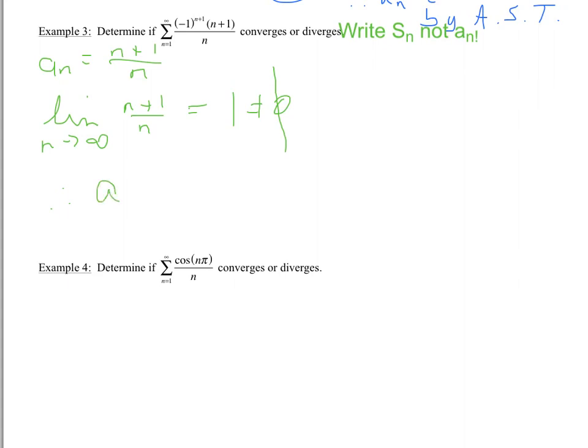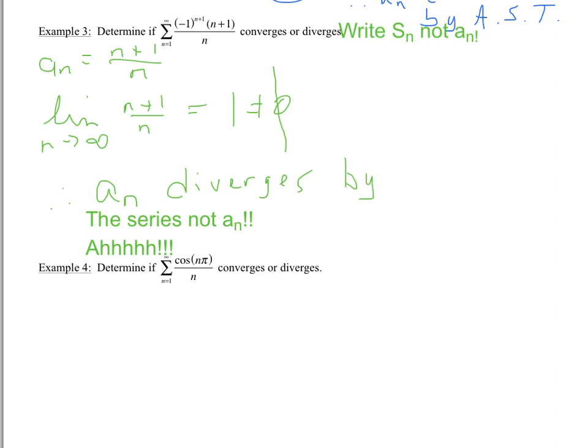So therefore, we can stop right there. Therefore, a sub n diverges, not by AST, but by the nth term test. And you're done and can move on. So that was easy. It's always nice when something like that happens and makes your life a little bit easier.